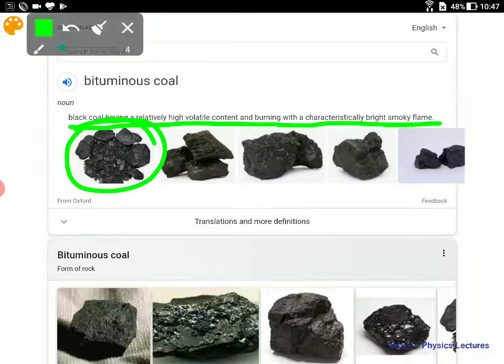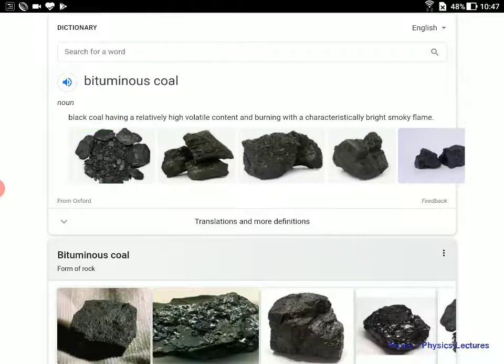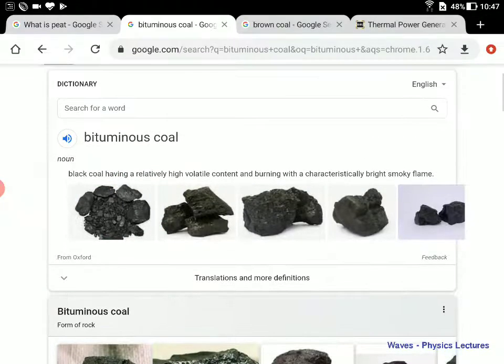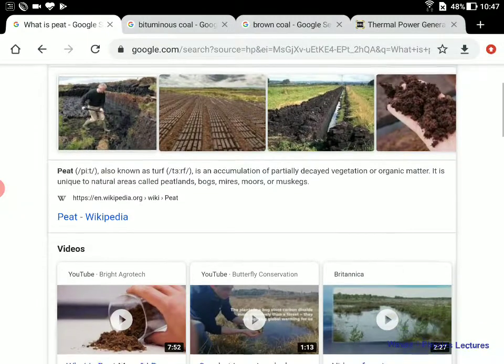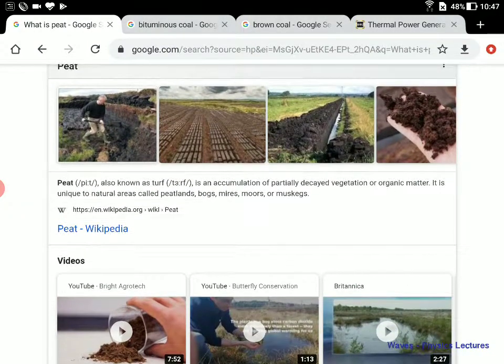Next, let's talk about peat now. Now what is peat? Peat is also known as turf. It's basically an accumulation of partially decayed vegetation or organic matter. So when the organic matter decays, it gives rise to a material which can be used to generate heat. It can burn and generate heat, and that is basically called peat.